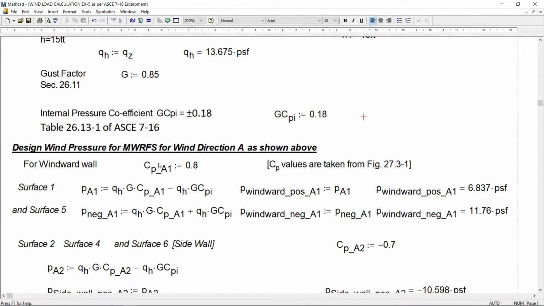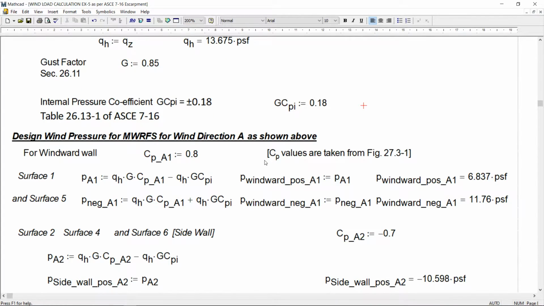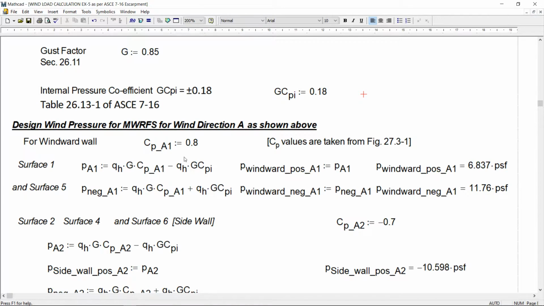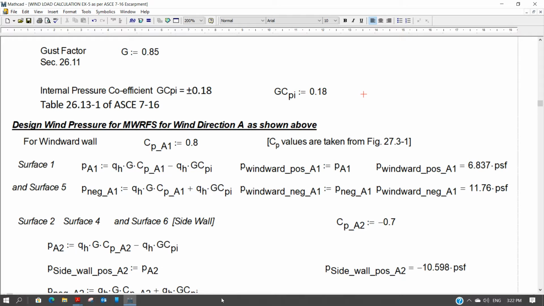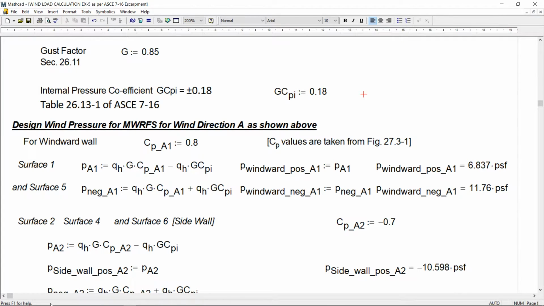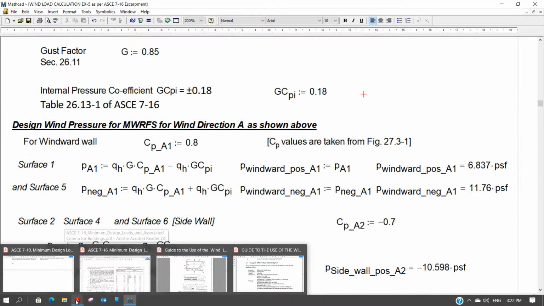Now the very first case is we want to calculate the design wind pressure for the moment wind resisting frame system for wind direction A. So for wind direction A, we have to calculate the value of Cp. Now the Cp values are taken from figure 27.3-1. Let me show you from where I am taking these values. Let me show you the figure.